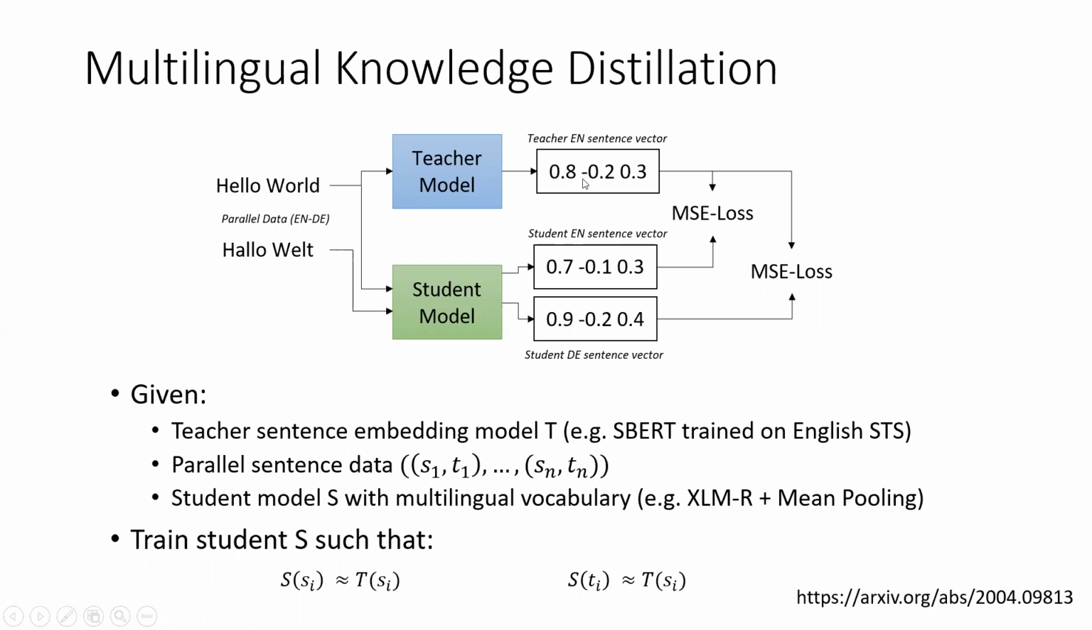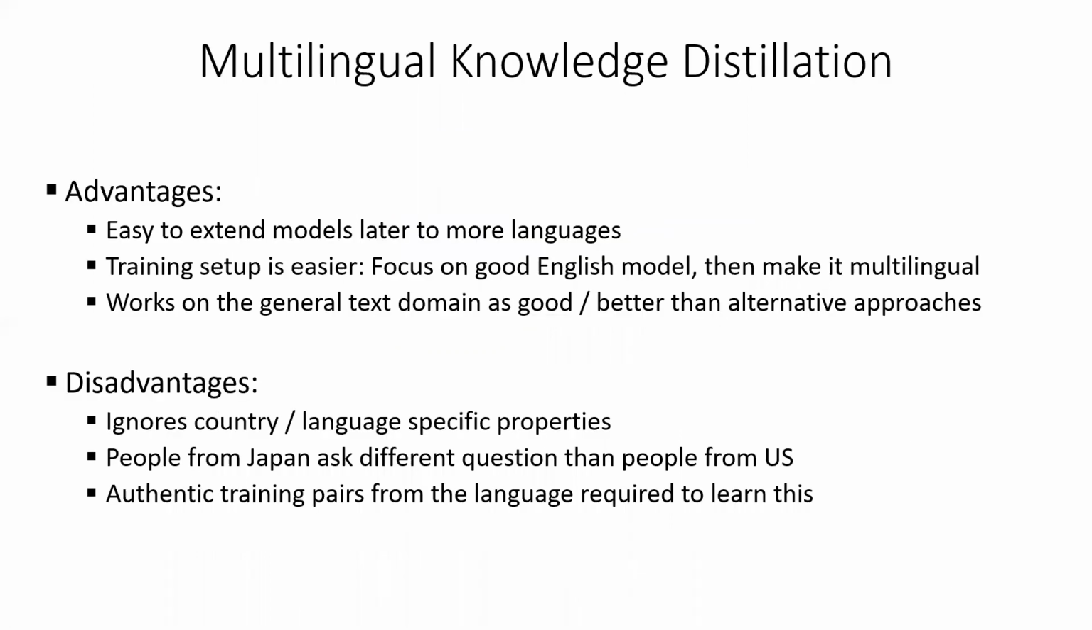And this will align the vector spaces. So the German sentences and the English sentences will be mapped to the same vector space, and they will have the same structure as the vector space from the teacher model. The advantage of this multilingual knowledge distillation is that it's easy to extend models later for more languages. So once you have the English model, you can just easily extend to whatever language you want. The training setup is also easier. You can focus on a good English model and then make it multilingual, and it works on the general text domain as good or better than alternative approaches.